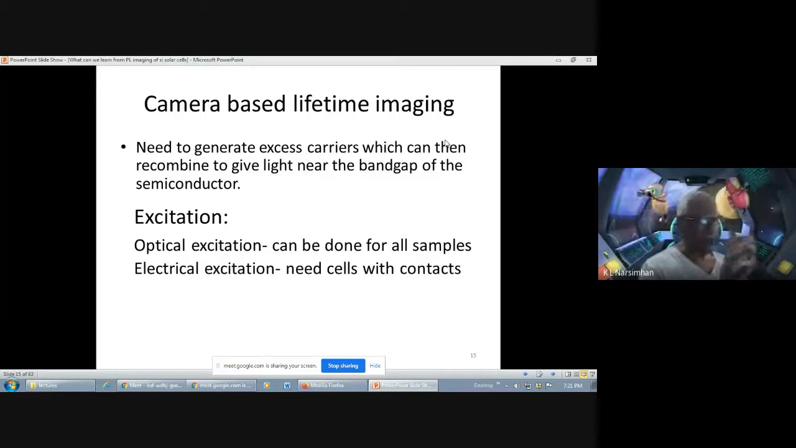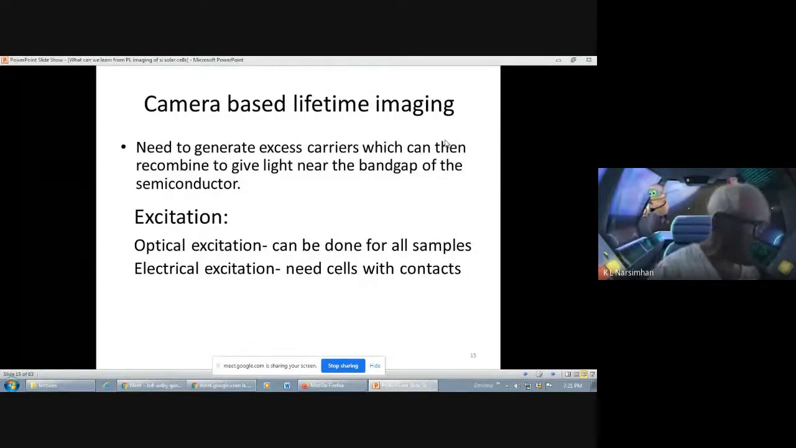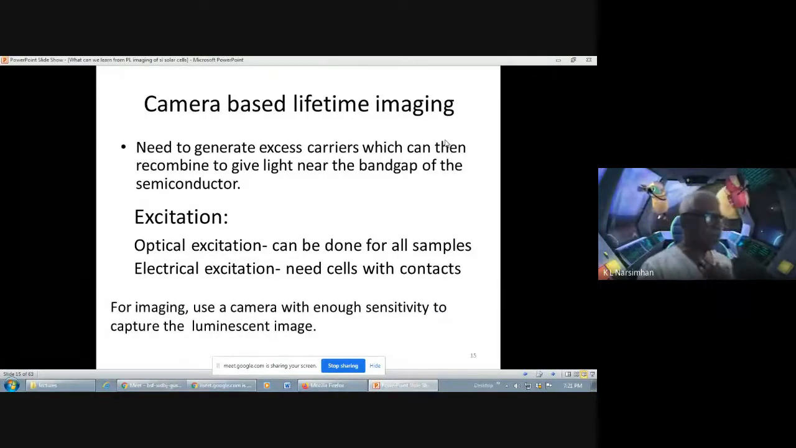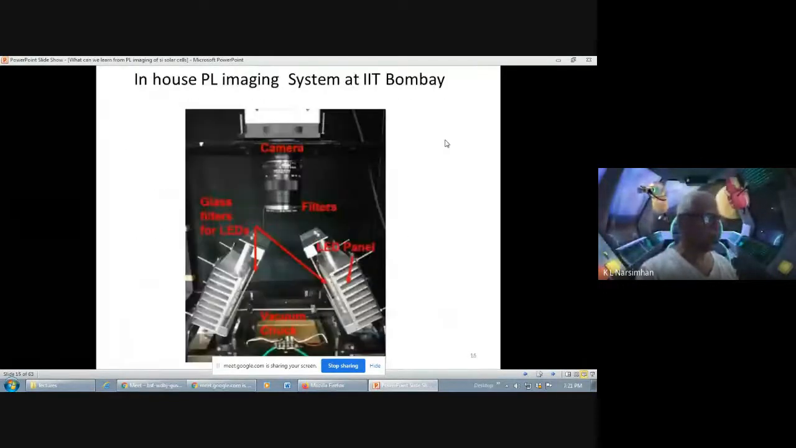If you shine light, that is one way of exciting samples, creating electron hole pairs. Another way is, of course, by forward biasing a p-n junction. But the only thing is now you need contacts, whereas optical excitation can be done without contacts at various stages of processing. And for imaging, we have to use a camera with enough sensitivity to capture the image at the frequency of interest, which in this case is close to the band gap of silicon, which is 1.1 micron or so.